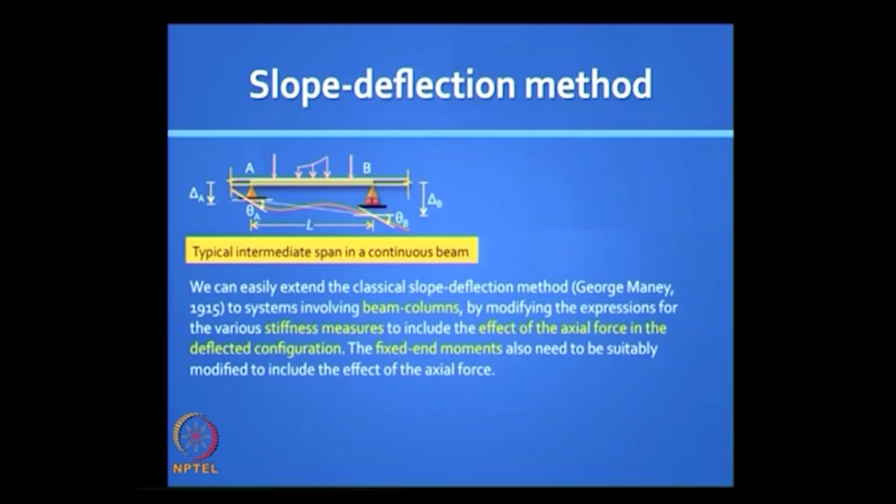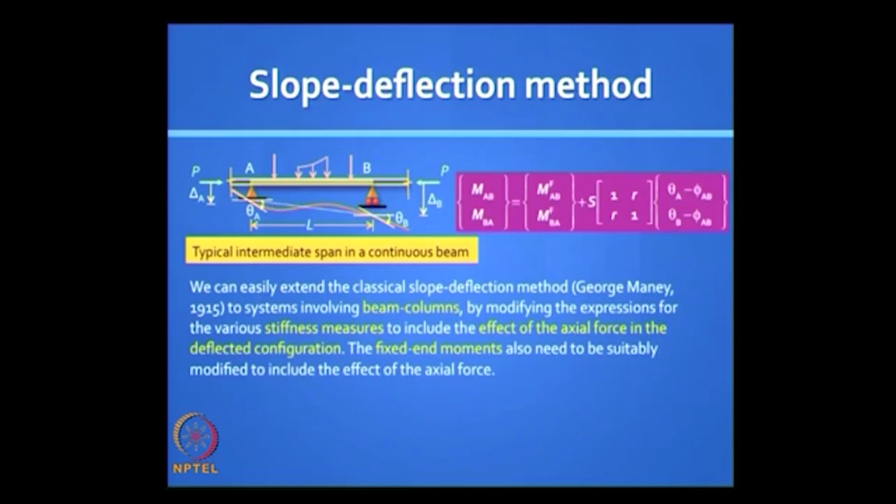So the same slope deflection method we now want to extend from beams to beam columns by modifying the expressions for stiffness. We also need to modify the fixed end force effects. So this is your basic element in slope deflection method. We are now going to apply an axial compression P and we are going to see how it affects the stiffnesses. What are the conventional stiffnesses? 4 EI by L, 2 EI by L and so on. So this is how it gets affected.